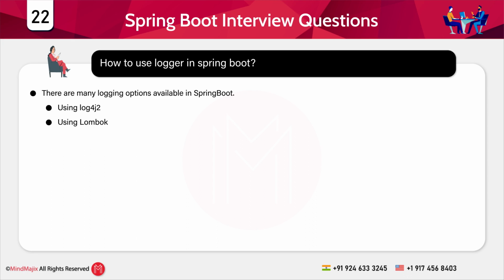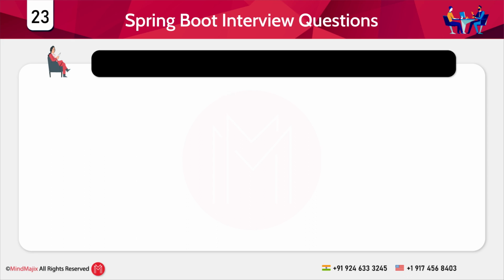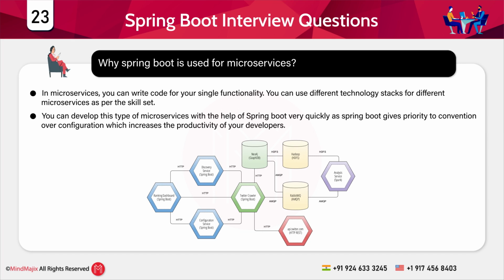One more simple question is why Spring Boot is used for microservices. It's very important actually. Nowadays, most developers are using Spring Boot to implement REST API services or microservices, especially, that is the main agenda of Spring Boot. Because there are many drawbacks when we are implementing REST API or microservices with the help of Spring. That's the reason most developers are using Spring Boot to implement RESTful services or microservices.